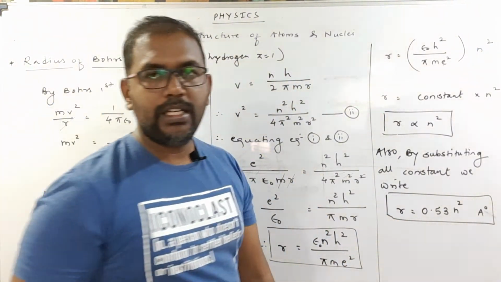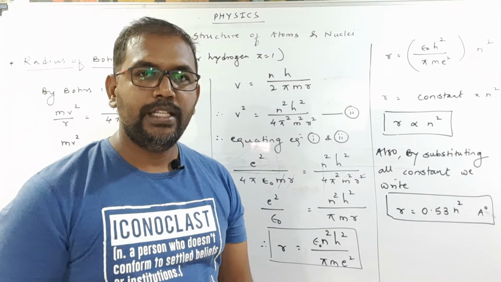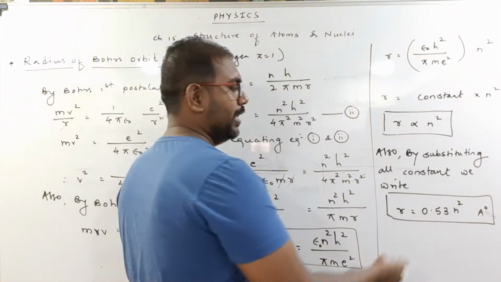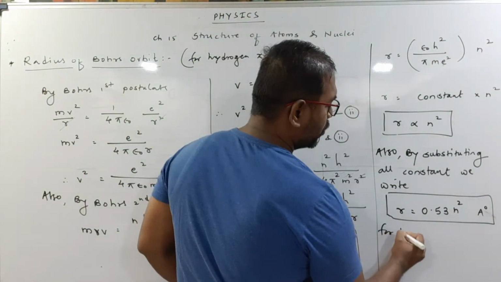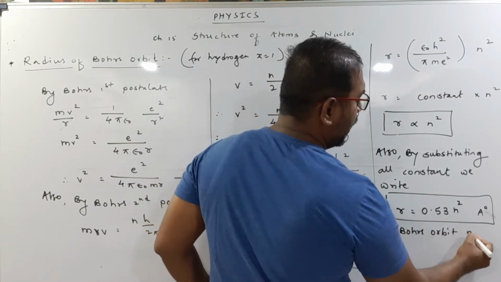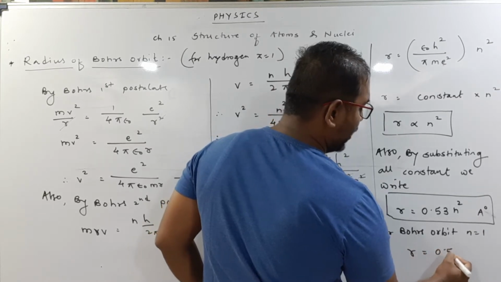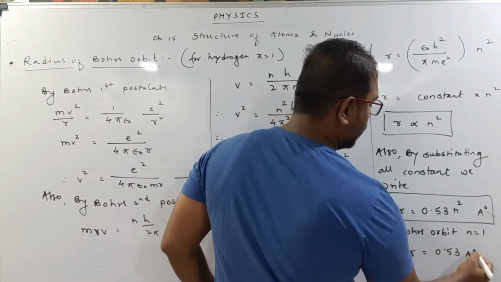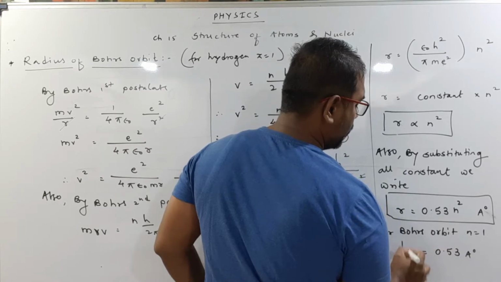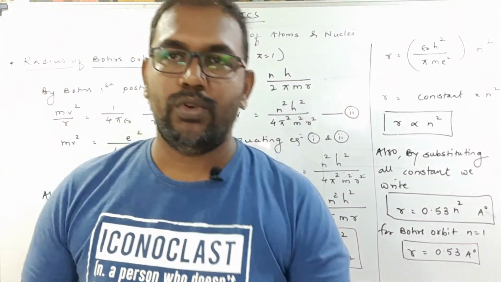Therefore, for Bohr's orbit, n is 1. If I substitute n is 1 for Bohr's orbit, hence r is equal to 0.53 angstrom. So this is the radius of Bohr's orbit.